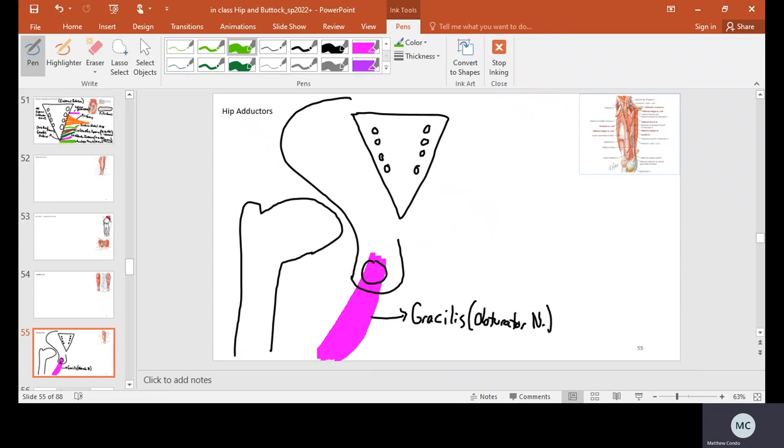No big deal. The next one we already kind of covered, and I said to cover it again. This is going to be that pectineus muscle. Now, remember, pectineus is a hip adductor. Also a hip flexor based on its origin and insertion in the anterior compartment. Remember, pectineus is going to have innervation from the femoral nerve, not the obturator nerve.